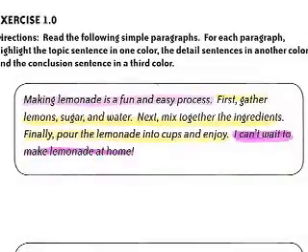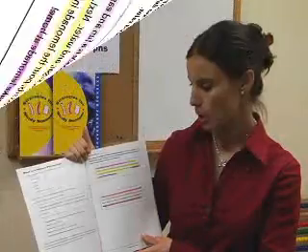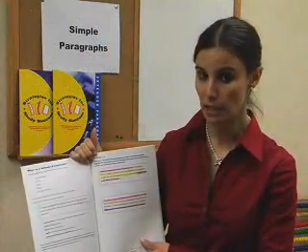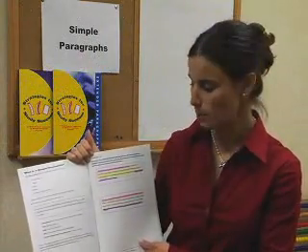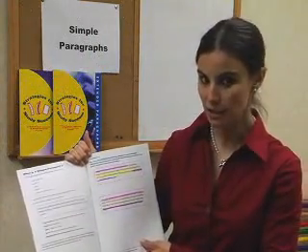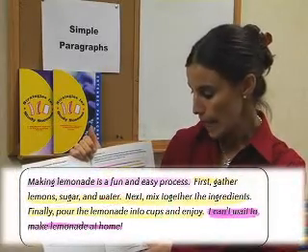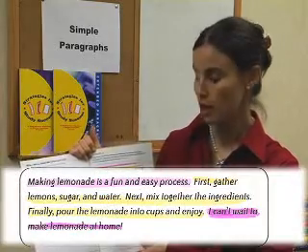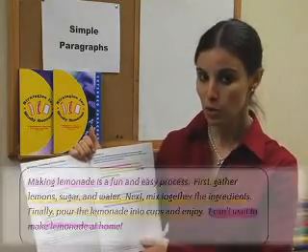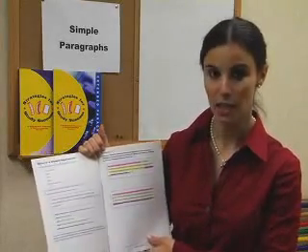The first sentence reads, "Making lemonade is a fun and easy process." Because that was the topic sentence, the student highlighted that sentence in one color, in this case pink. The next sentences read, "First, gather lemons, sugar, and water. Next, mix together the ingredients. Finally, pour the lemonade into cups and enjoy." Those are the 3 detail sentences. The student chose to highlight those 3 sentences in yellow.